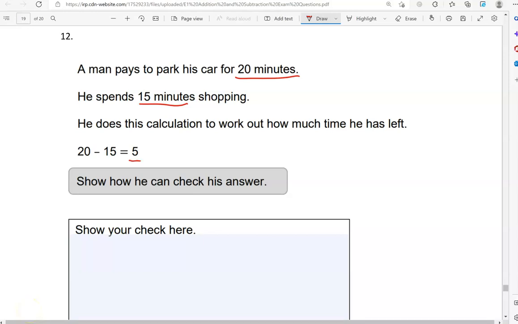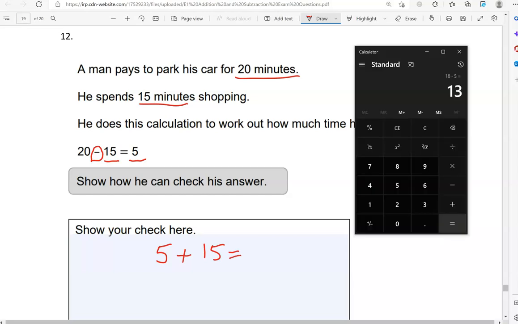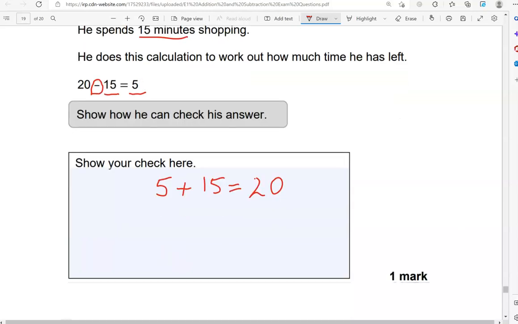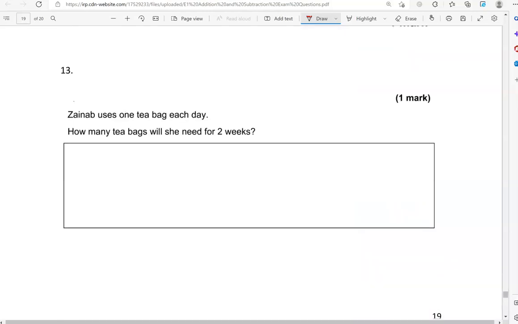So to do the check, we'll start with his answer, which is a 5. He's done subtraction, so we're going to do addition. Add the 15. Does that give us 20? So 5 add 15 equals 20. Or 15 add 5 equals 20, whichever you prefer.